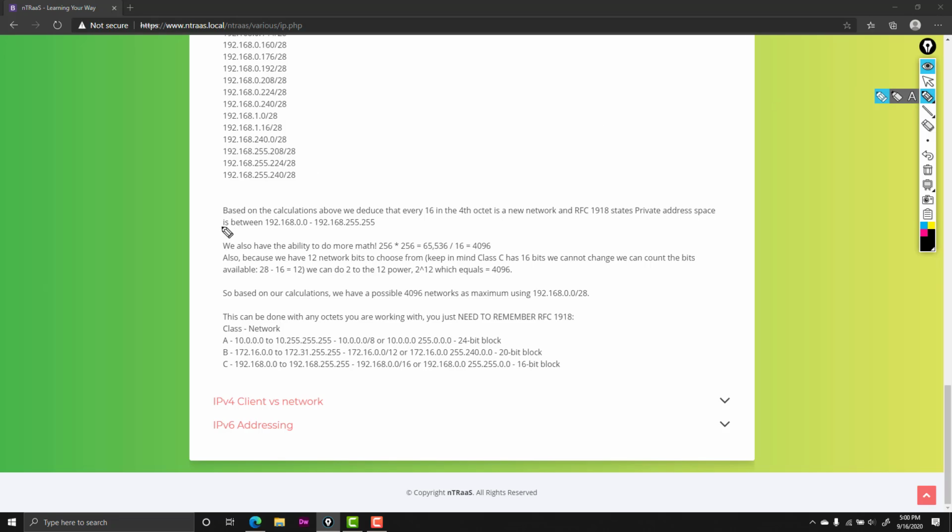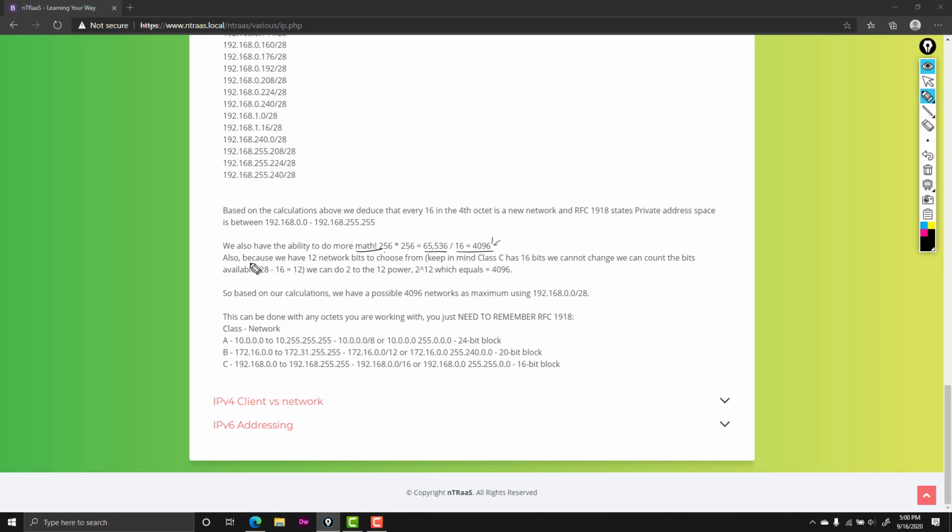Based on the calculations above, we can deduce that every 16 in the 4th octet is a new network, and RFC 1918 states private address space is between 192.168.0.0 and 192.168.255.255. We also have the ability to do a little bit more math here. 256 times 256 is 65,536. If we divide this by the 16 we saw earlier, it gives us a total of 4,096 potential networks.